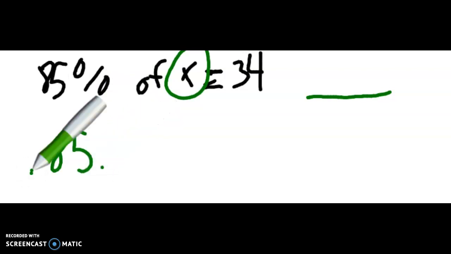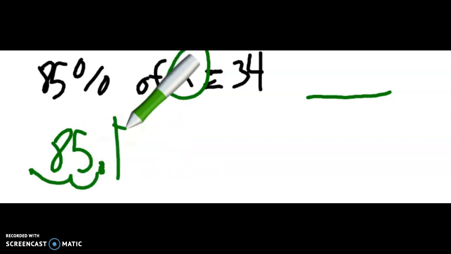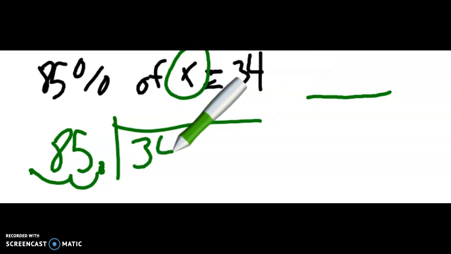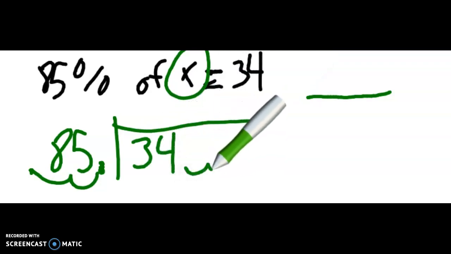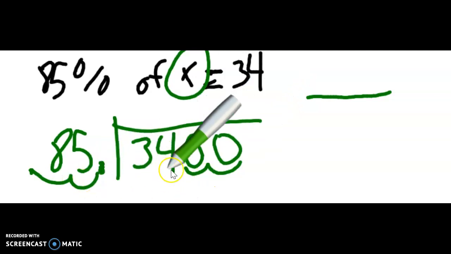Well, we have to move it from a decimal point to a whole number, so we have to move it over here. So when we do that, we do the same thing to our 34. We have to move it 2 places over, because whatever we do on the outside to our divisor, we also have to do to our dividend. Okay, so now what we're going to do is find our quotient.